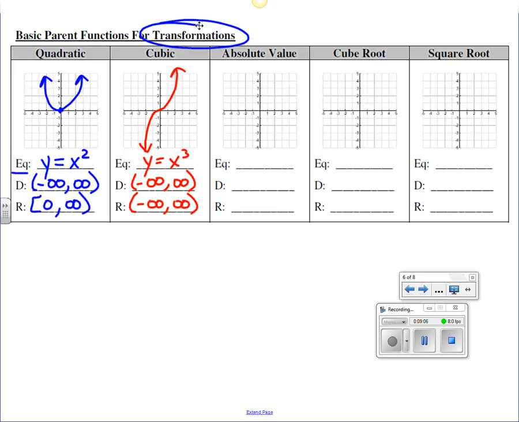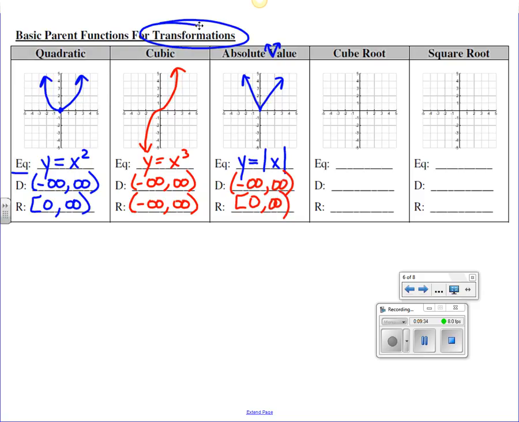All right, absolute value makes a V, just like the first letter of value, so it makes a V. That equation is y equals the absolute value of x, so you use those bars. The domain, you look from left to right, so it goes from -infinity to positive infinity. And the range is 0 to infinity, bottom to top.